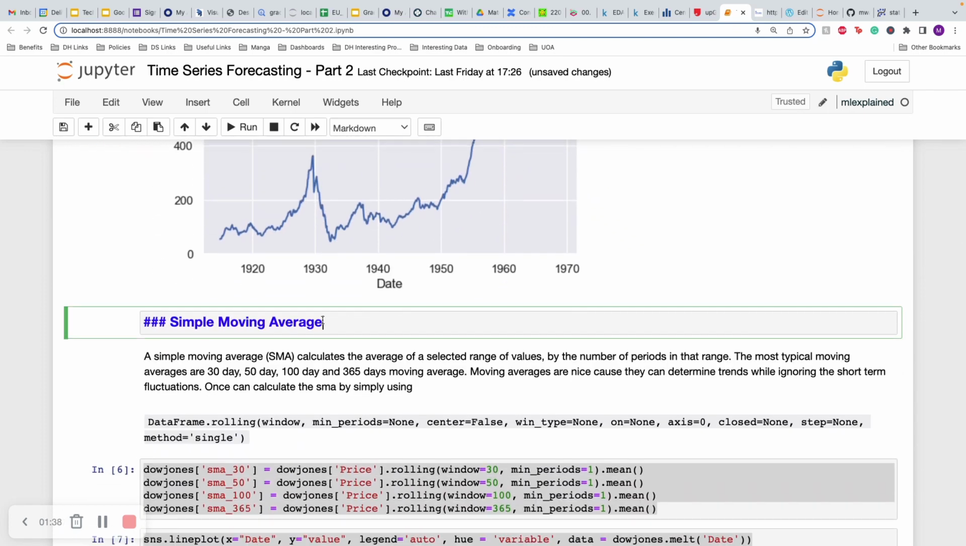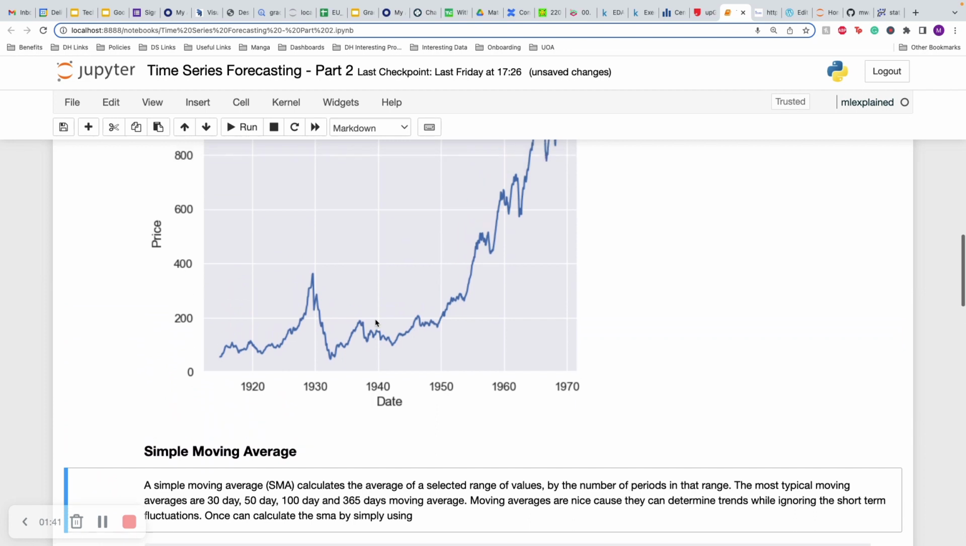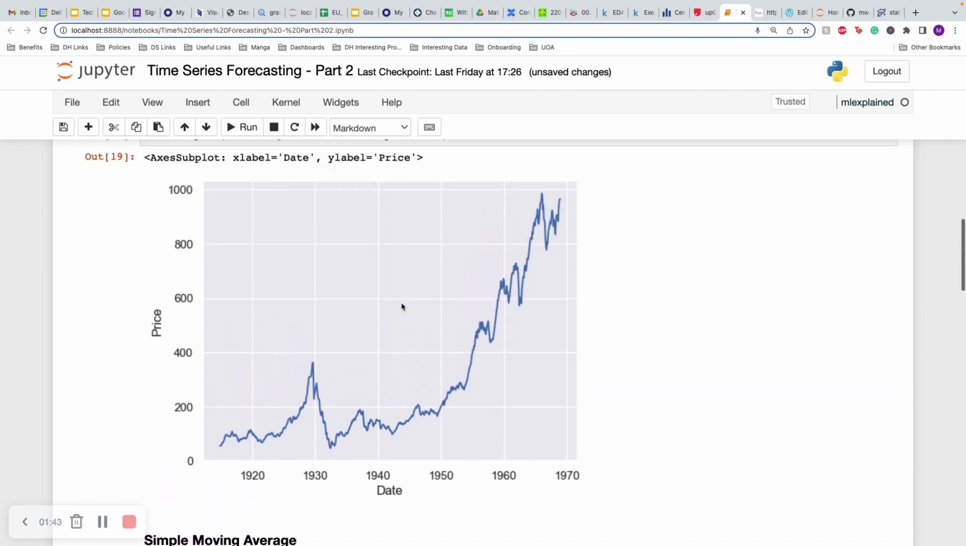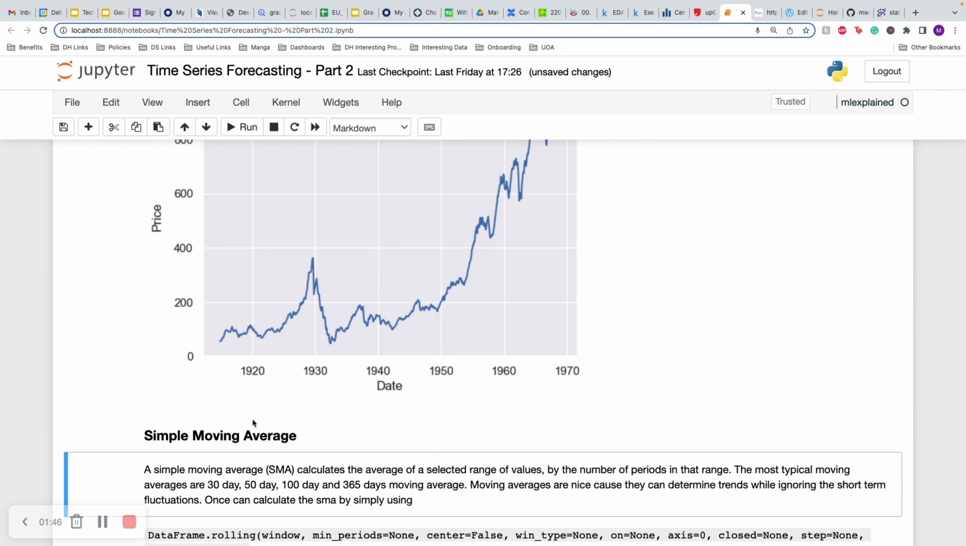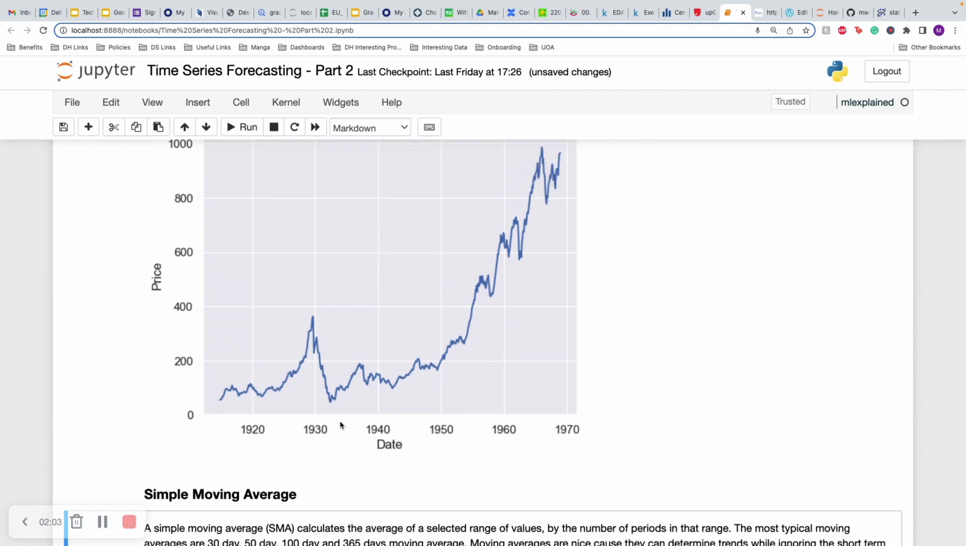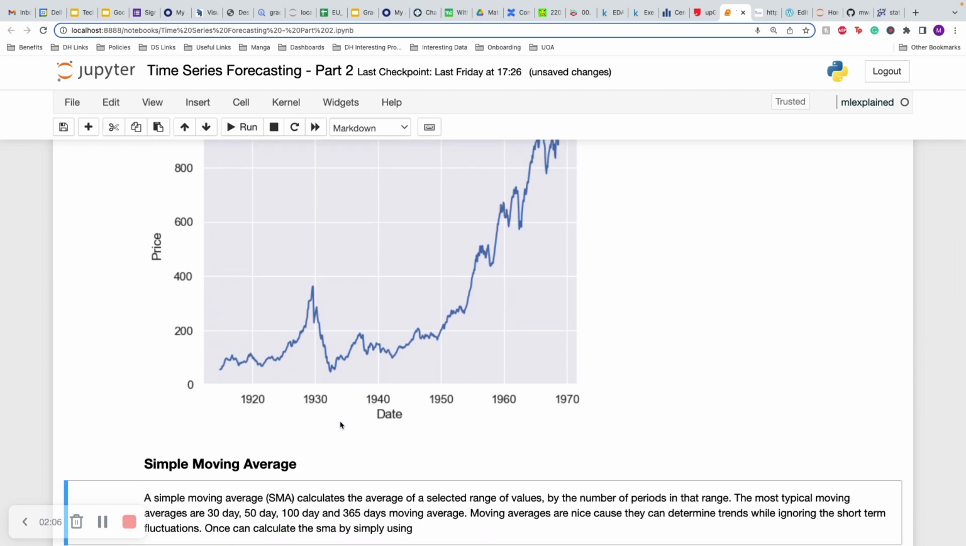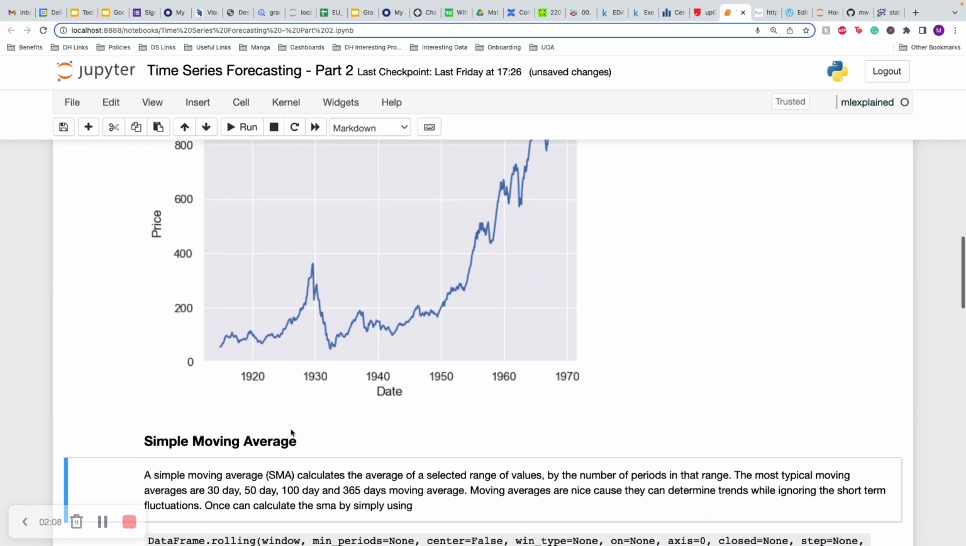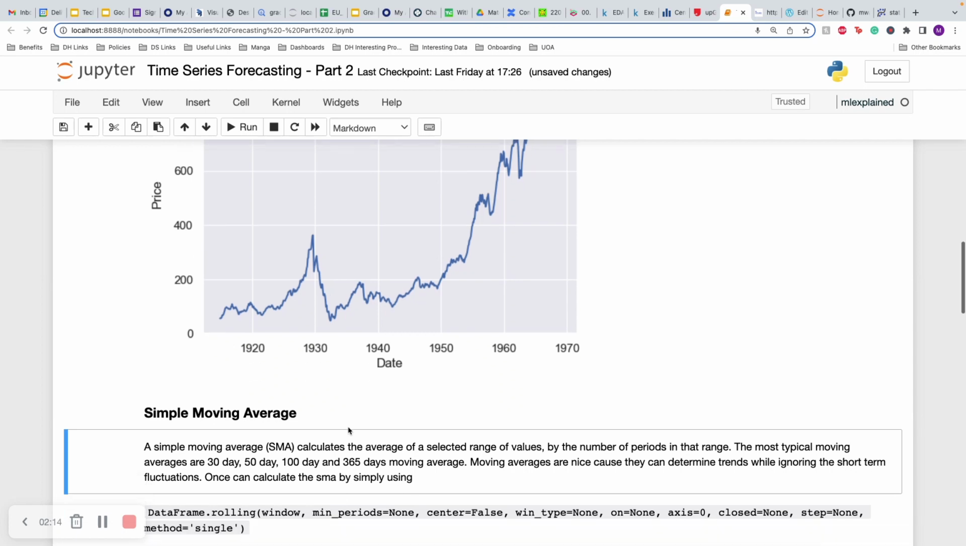So which is the simplest long-term trend that you can capture? Well, that is known as the simple moving average. A simple moving average is just what the name suggests. It's a moving average. It takes the average of the data points in an interval of a specified number of days. The typical moving averages are 30, 50, 100, and 365. These moving averages are usually used by day traders or traders in the stock market for doing technical analysis.